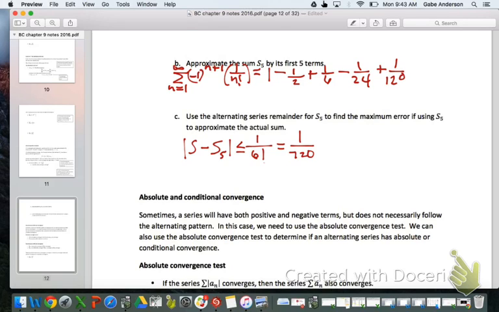Go ahead. So the second part, C, says these actually estimate the actual sum. So would you write that as an inequality saying the actual sum is less than or equal to 1 over 720 times the answer from B? Well, you could, but I just said find the maximum error. So we found the maximum error. We did use an inequality right there. We said the error is less than or equal to the first neglected term.